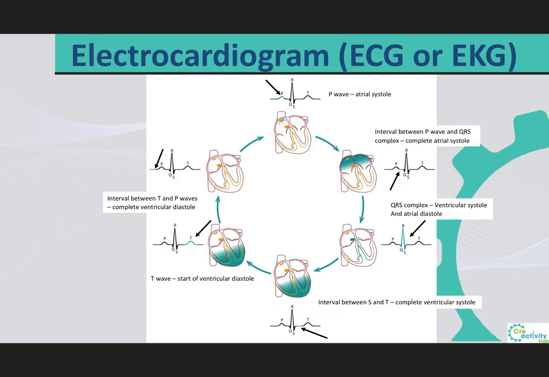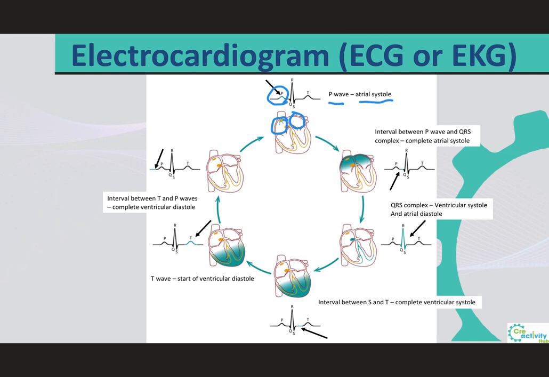Now, if we want to learn how to read an electrocardiogram, we need to make sure that we know exactly the order of the steps of the cardiac cycle. So first thing, we have what we call the P wave. The P wave is when we have the atrial systole. Therefore, we have the contraction of the atria. And this is a small wave, but it will occur when the atria are contracting.